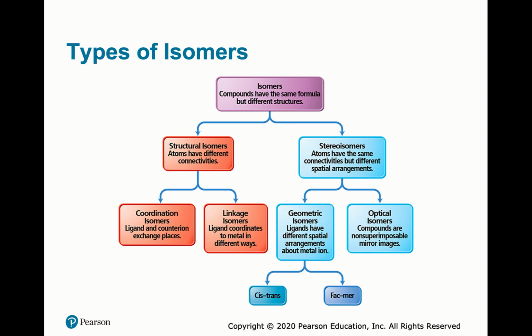Stereoisomers, we already mentioned the optical isomers, the geometric isomers. You can have cis-trans in the square planar geometry.